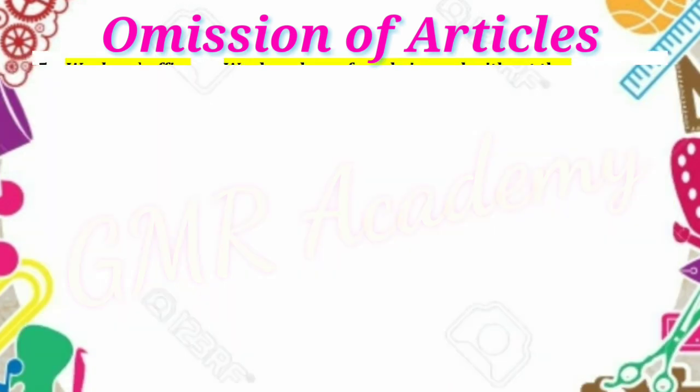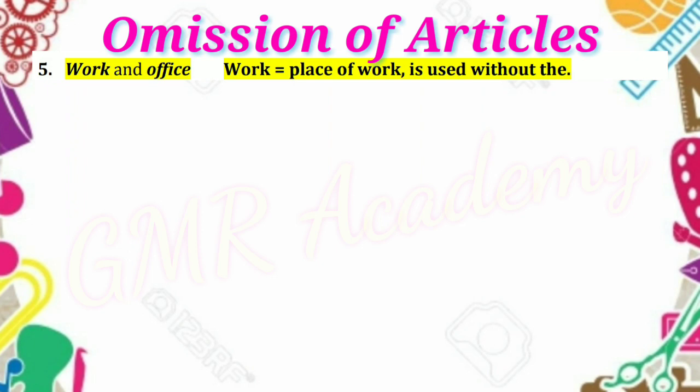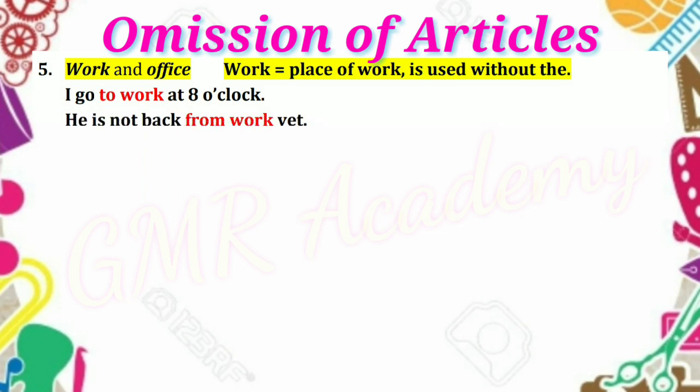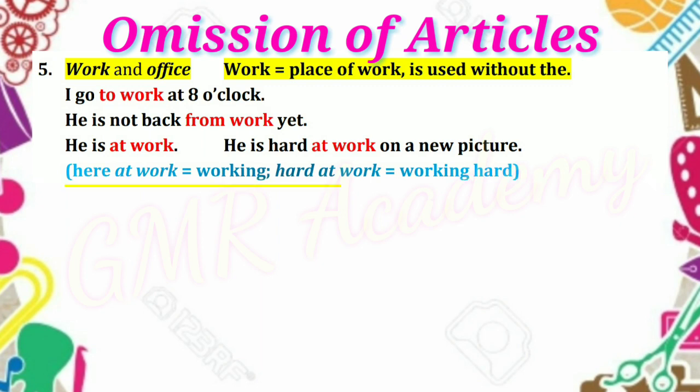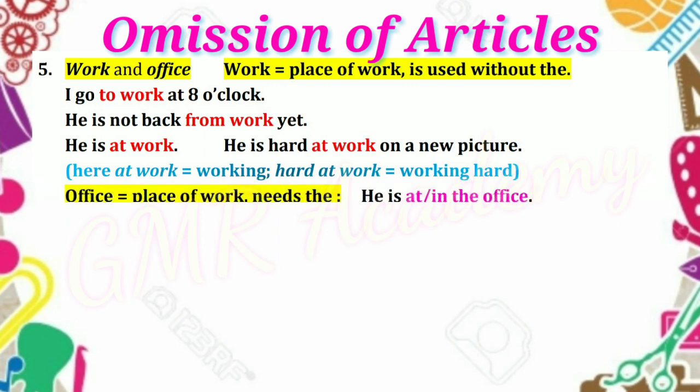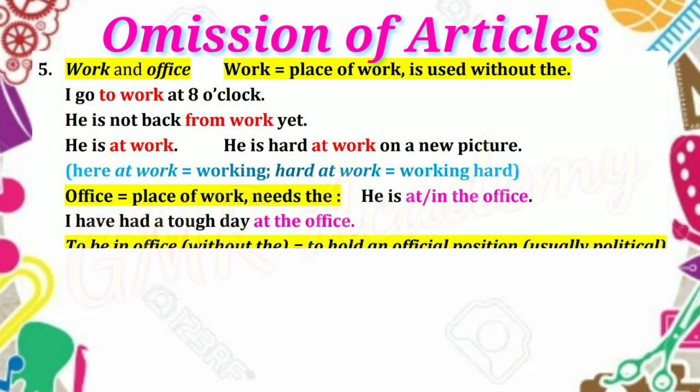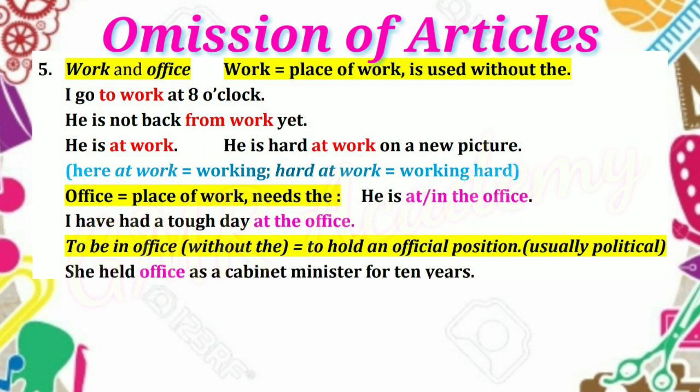Fifth point, work and office. No article is used before work. What is the meaning? Place of work is used without the. Examples: I go to work at 8 o'clock. To work, don't use to the work, it is wrong. He is not back from work yet. He is at work. He is hard at work on a new picture. What are the meanings? Here, at work means working. Hard at work means working hard.